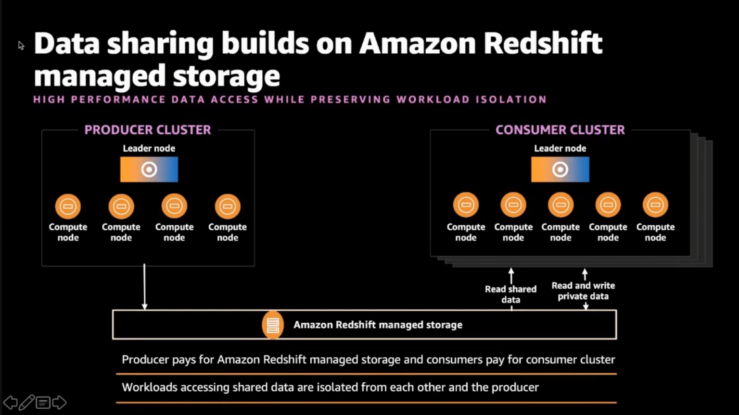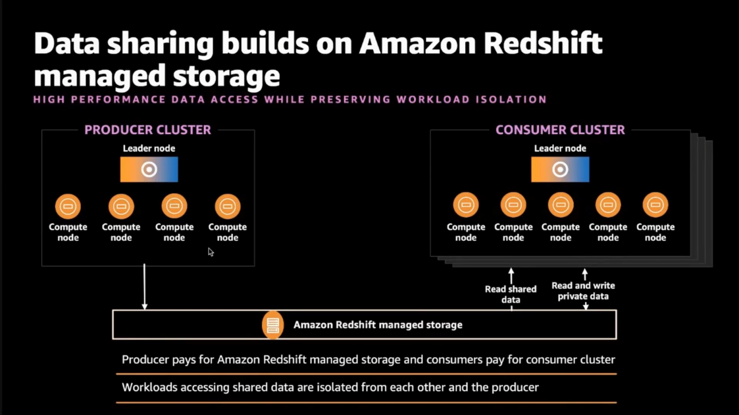So what that means is, both are Redshift clusters here in this picture, the producer cluster and the consumer cluster. When the consumer cluster has some queries that are executing and accessing the shared data, the data is directly queried from the managed storage layer. So the consumer queries are not going and hitting the producer cluster compute nodes and impacting its performance. So workload isolation is a core design element and the benefit of data sharing.